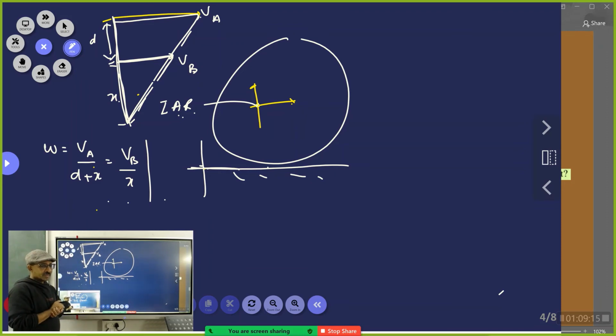Sir, the frame attached to IAR can be accelerated. Who told you? How did you guess? Like inertial frames? Why did you guess that it can be accelerating? Sir, it's the only possible explanation. Sure. So you have guessed it like that, right?